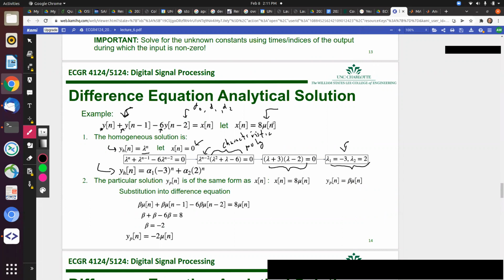Now I need to find the particular solution. So the form of x is 8 times the step function. So the output will have the same form as the input. That's an unknown constant times the step function. And we plug that in.